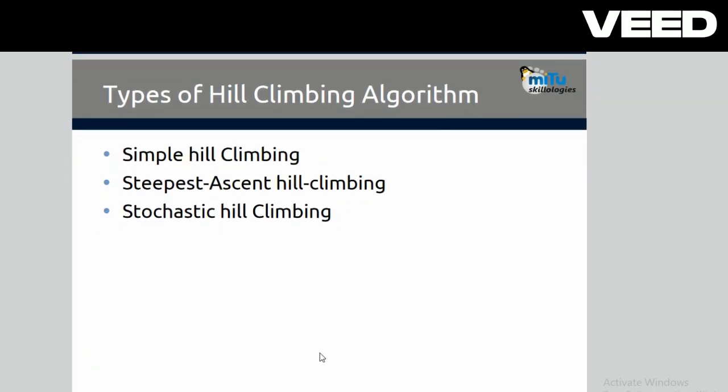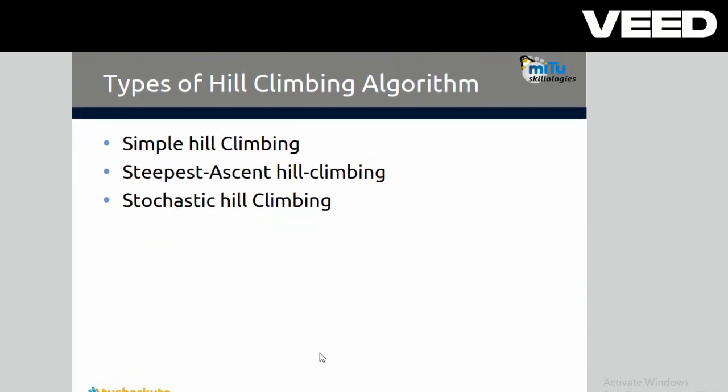So we have three types of hill climbing algorithms: simple hill climbing, steepest ascent hill climbing, and stochastic hill climbing. We'll discuss these in forthcoming chapters.